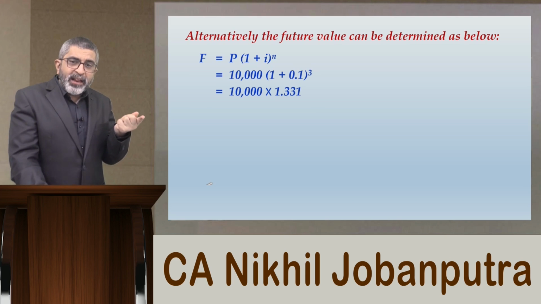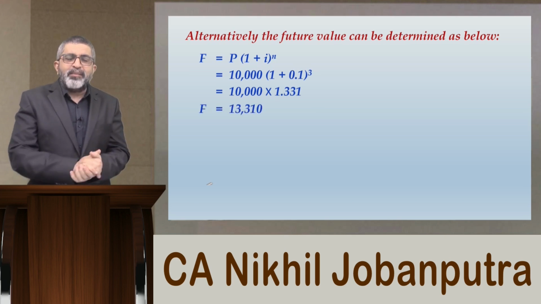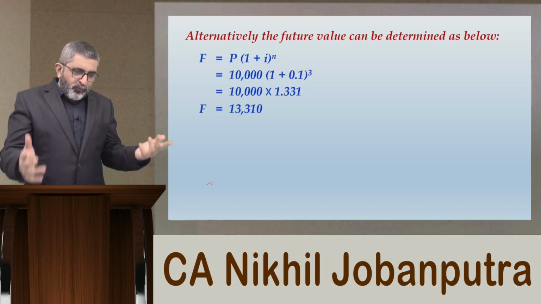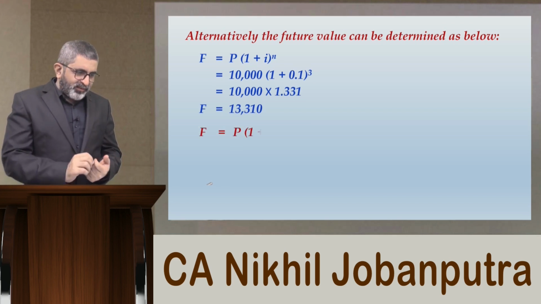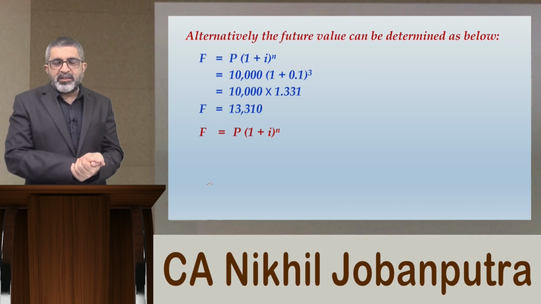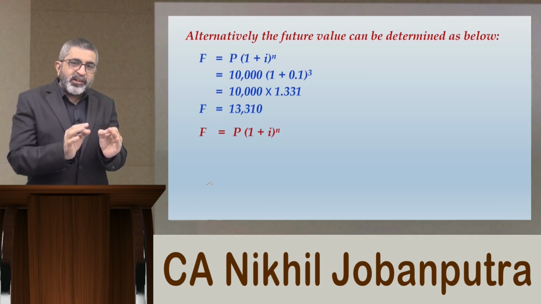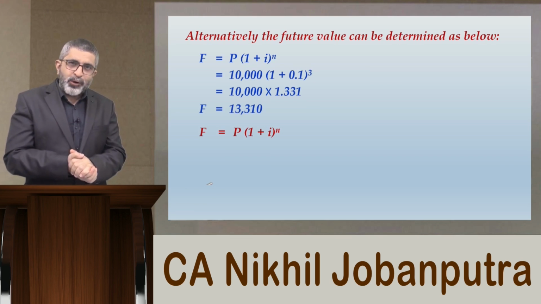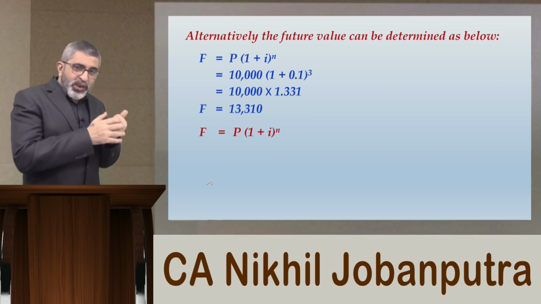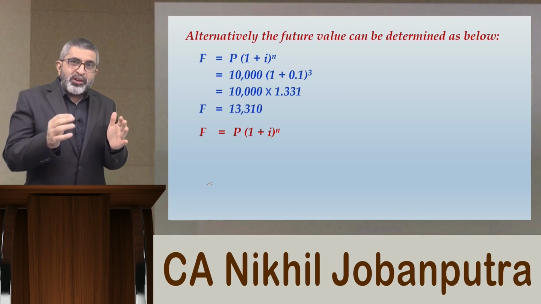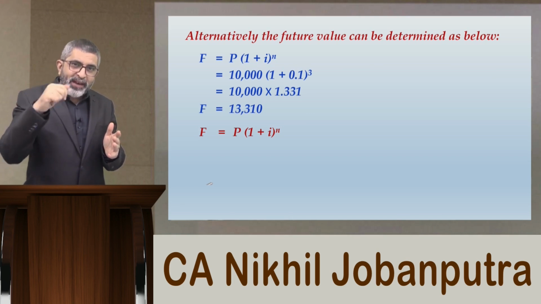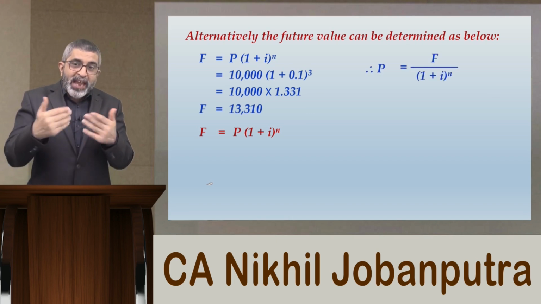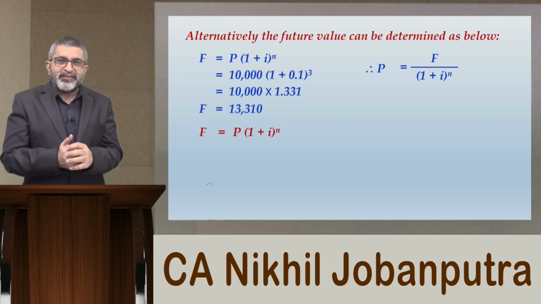That when multiplied to $10,000, the future value becomes $13,310. So we can arrive at this simple formula for computing the future value, that is F equals P into (1 plus I) raised to N. Now from this equation of future value, if I ask you to compute the present value, what you would do? You would say obviously P equals F divided by (1 plus I) raised to N.